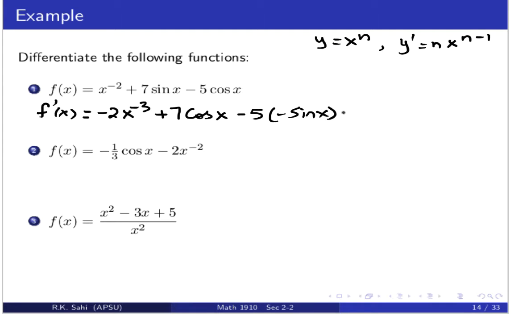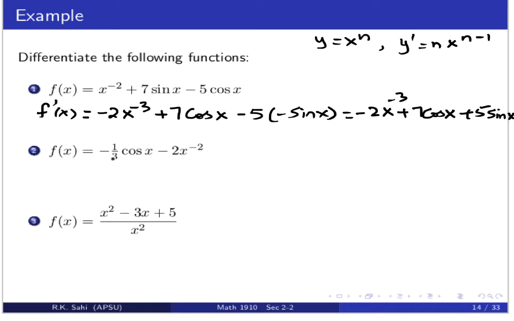So your final answer is negative 2 x to the power negative 3 plus 7 cosine x plus 5 sine x. Notice I am not writing down the steps the way I was doing it earlier, every time taking the differential of x to the power minus 2 and other steps. I'm just going straight to this expression, and I know by this time you are more comfortable and remembering the rules. Okay, let's look at the next example.